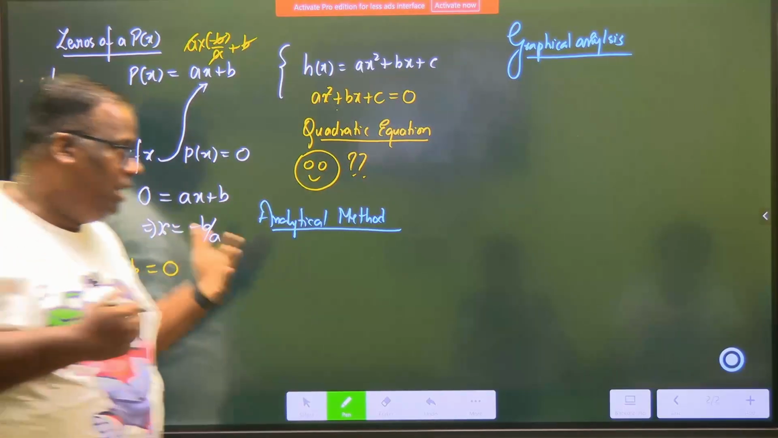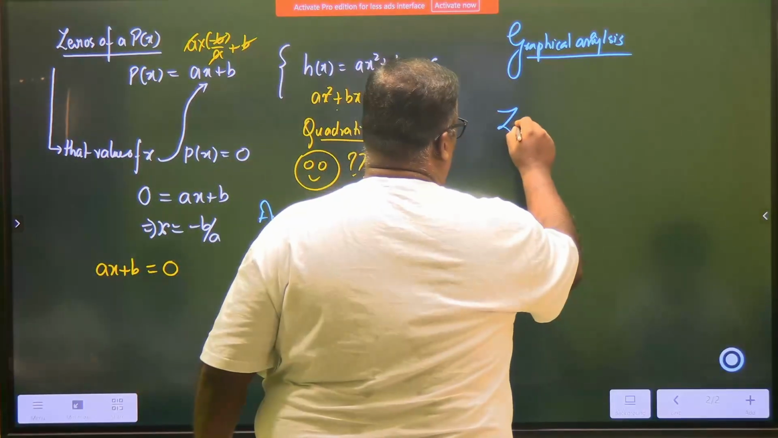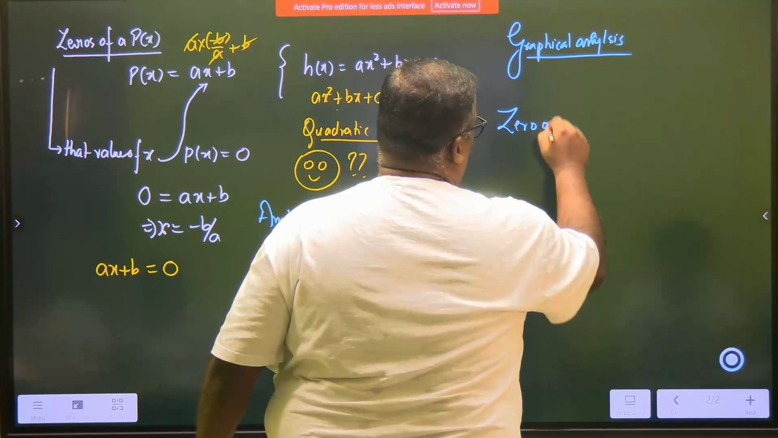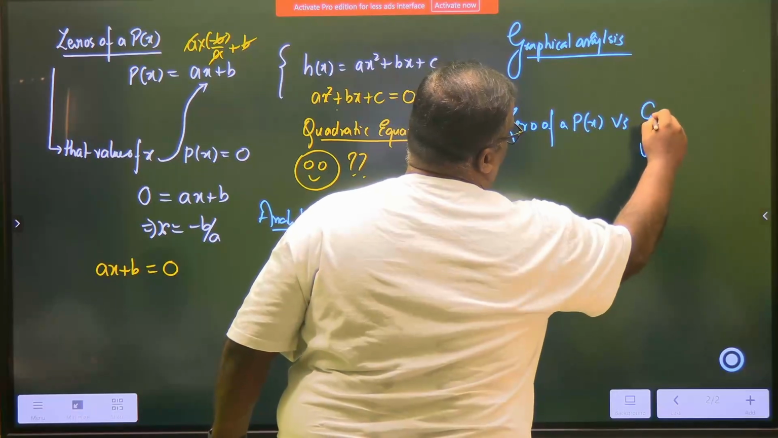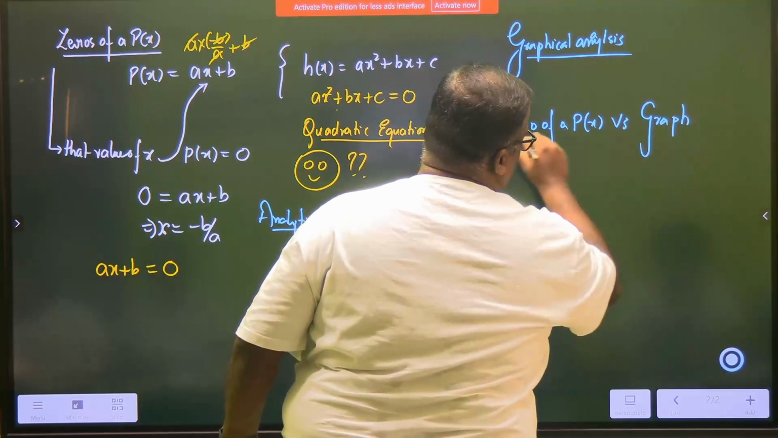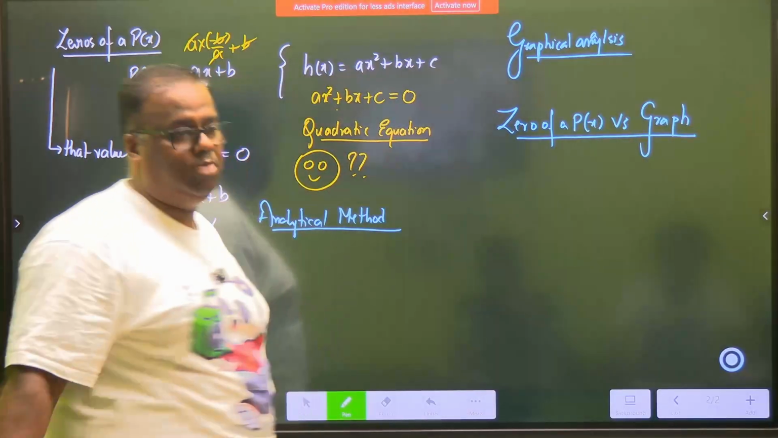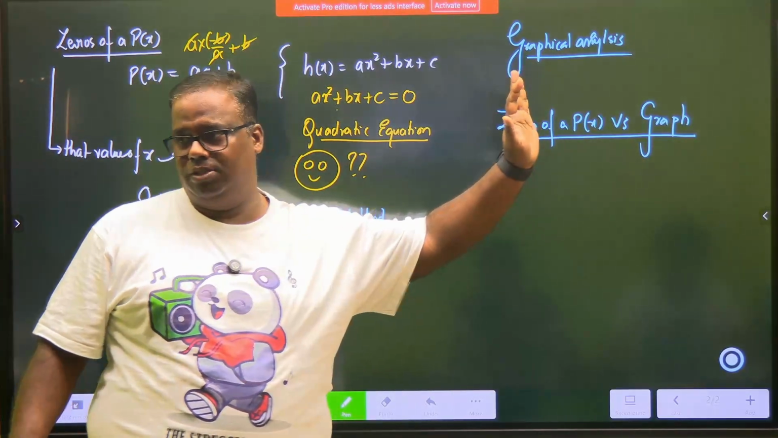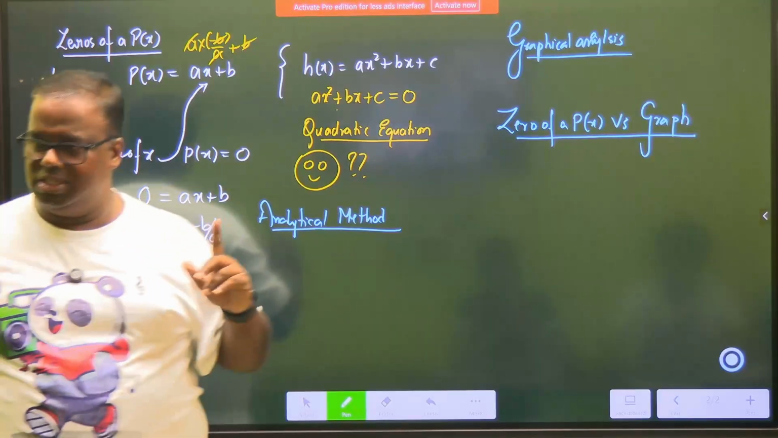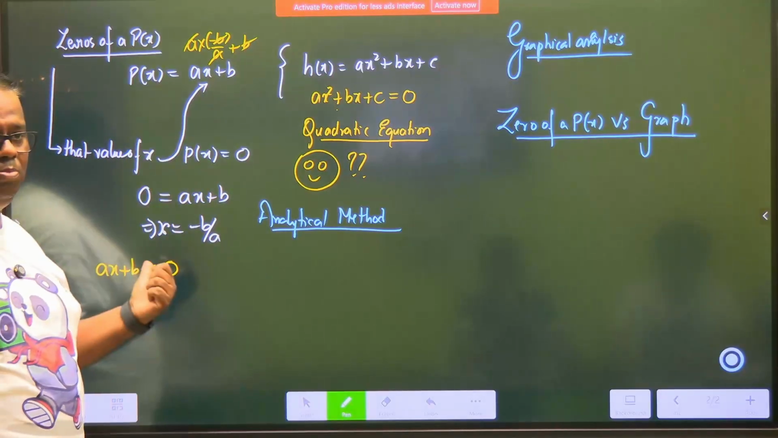That is, our next topic of discussion will be something called zero of a polynomial versus the graph. This is what we are going to discuss. And most important, children, if you want to study mathematics in 11, it's very important. Zero of a polynomial versus graph. Did you understand the context? What is zero? That value at which the polynomial becomes zero.